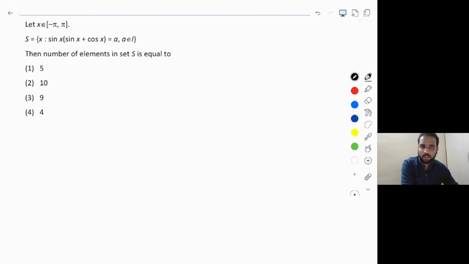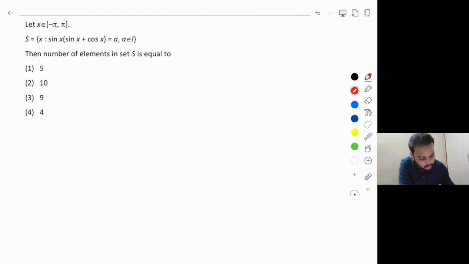But if you understand the logic behind it, definitely it's a moderate question. Okay. So look at that. Let x belong to the closed interval minus pi to pi, and be very careful with closed brackets and open brackets. So x belongs to the closed interval minus pi to pi, and there is a set given in which elements x must satisfy the equation.